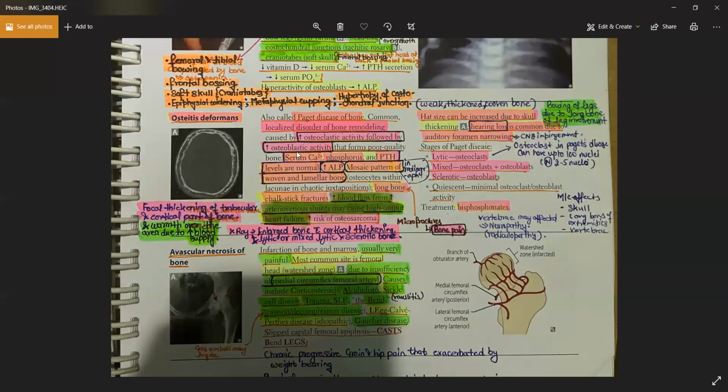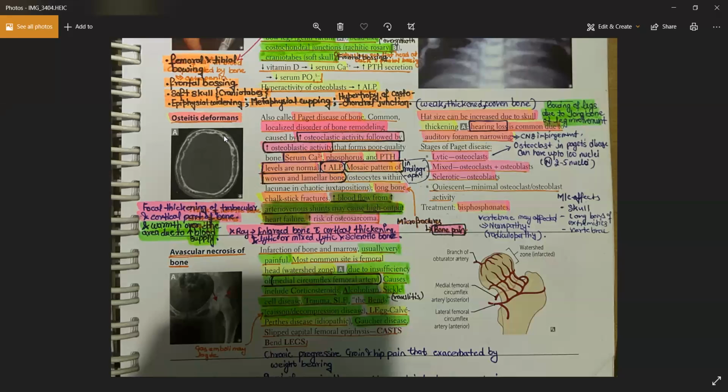What labs can you expect? You will have serum calcium, serum phosphorus, and PTH levels absolutely normal, but you only have a high level of alkaline phosphatase, which shows that the patient has a high activity of the osteoblast cells. So whenever you encounter a patient with labs that show only a high level of alkaline phosphatase, and all other levels are normal, that means he or she has Paget's disease of the bone, right?